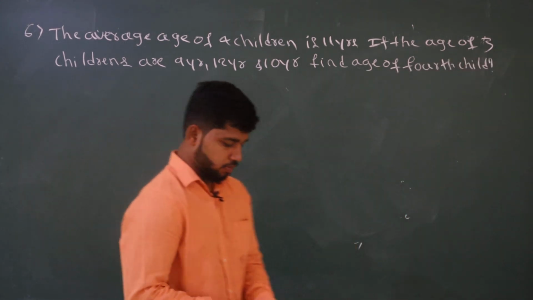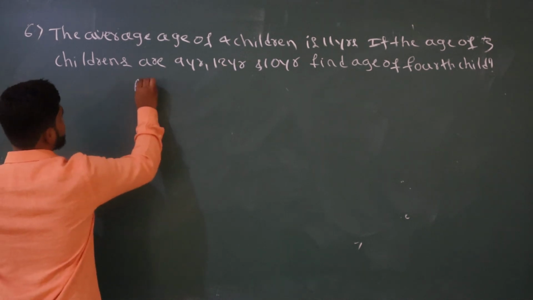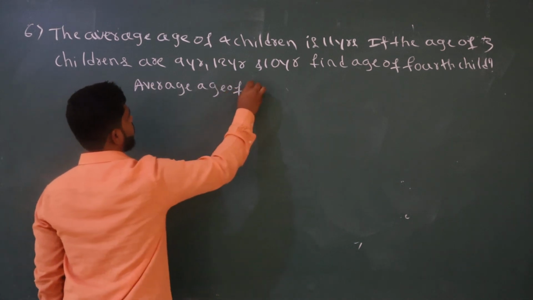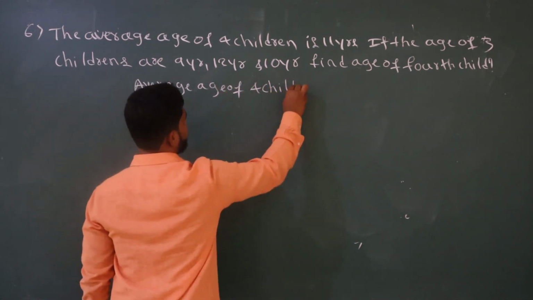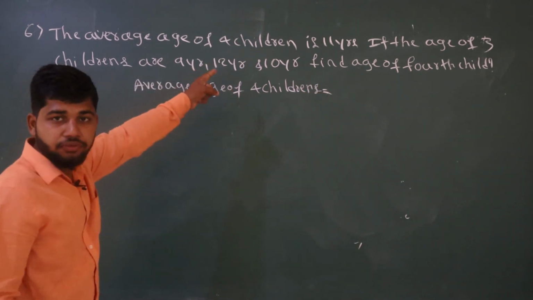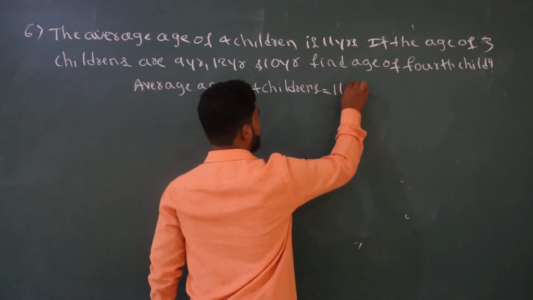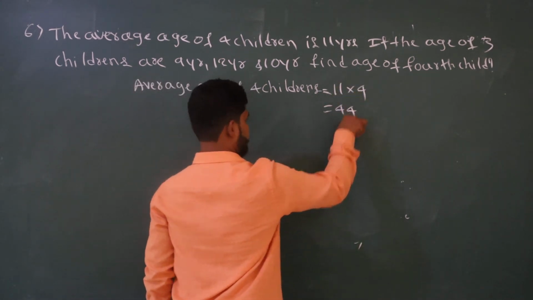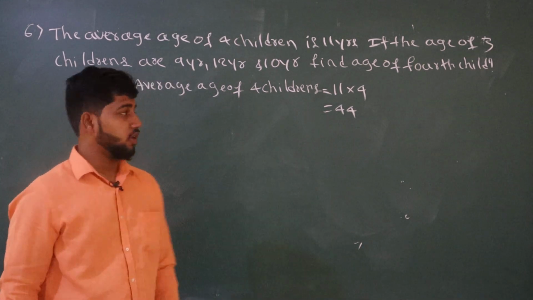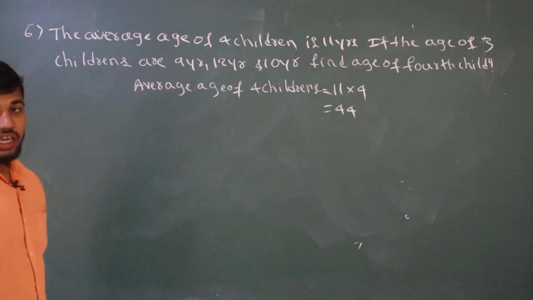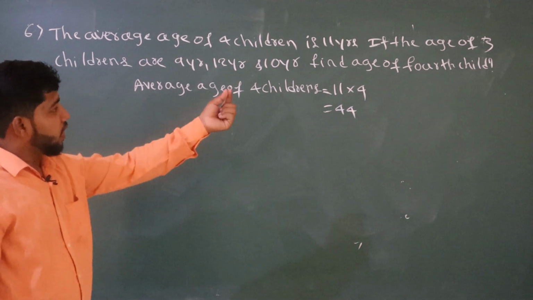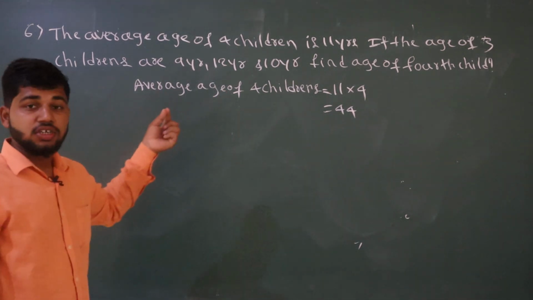Now the average age of 4 children is 11 years. What is the sum of the ages of the 4 children? If you multiply 11 into 4, you will get the total age of the 4 children. Now they have given that the ages of the 3 children are 9 years, 12 years and 10 years.